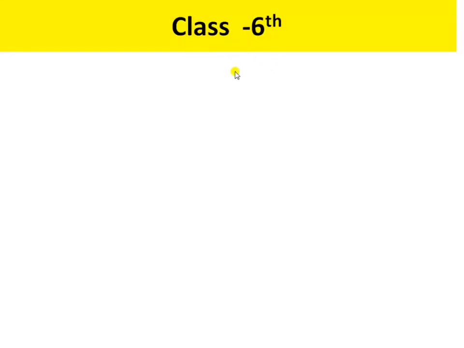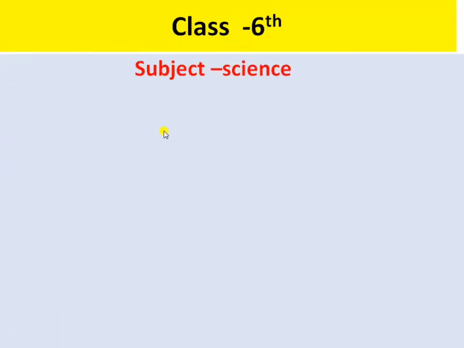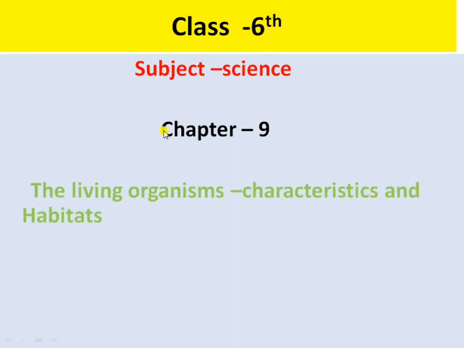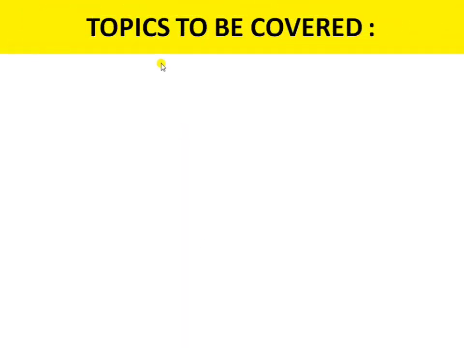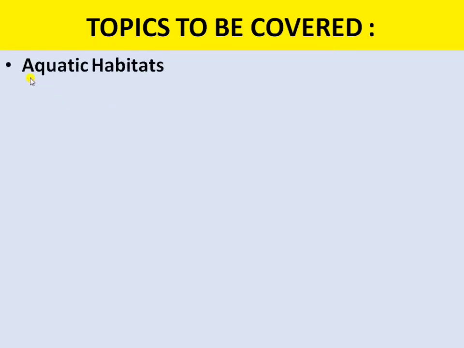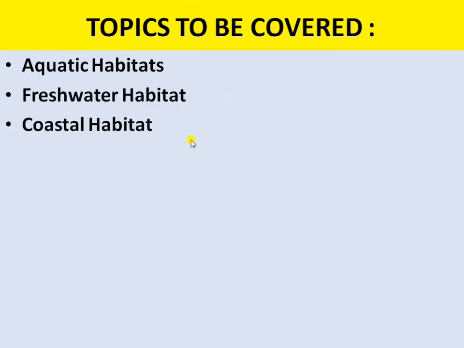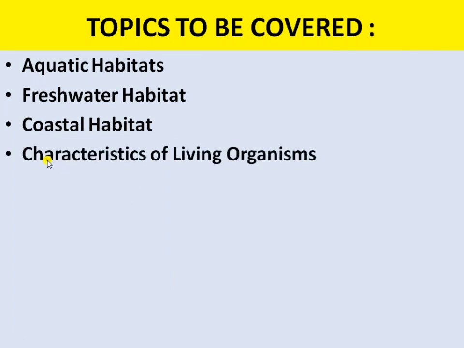This video is for the class 6 subject science, chapter number 9, living organisms, characteristics and habitats. This is your lecture number 2. In today's video, we are going to cover the topics: adaptation in aquatic habitat, in freshwater habitat and in the coastal habitat, and next, the characteristics of living organisms. So let us begin this lecture with the first topic, that is aquatic habitat.